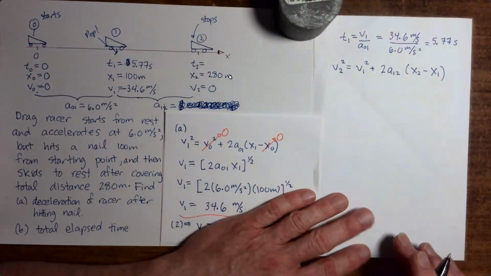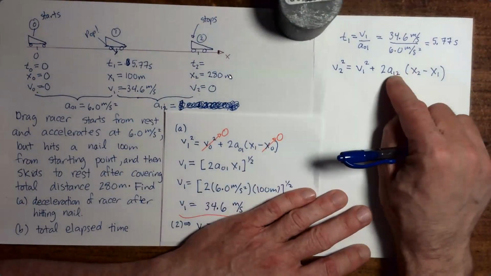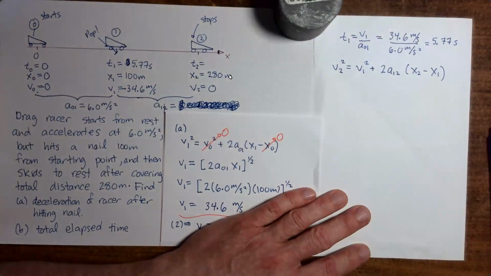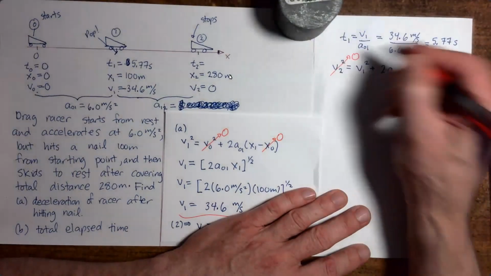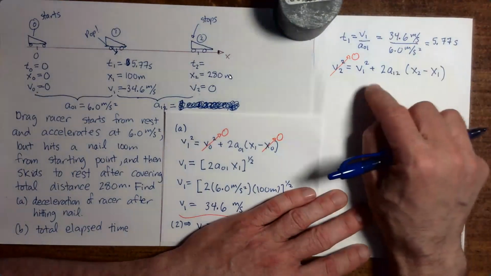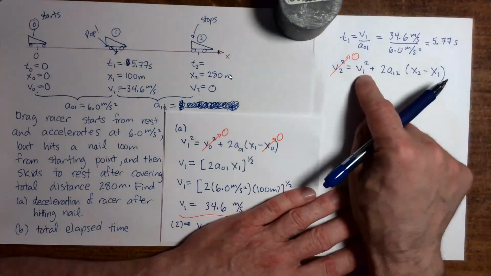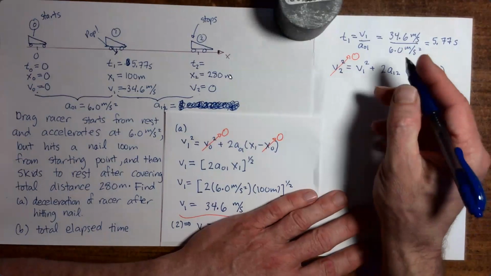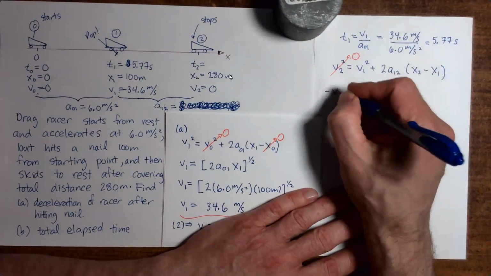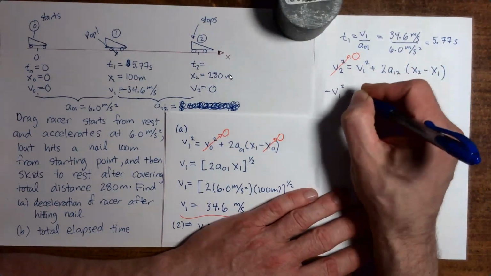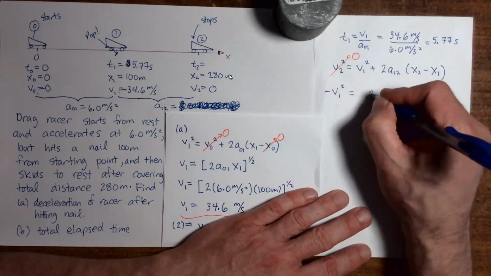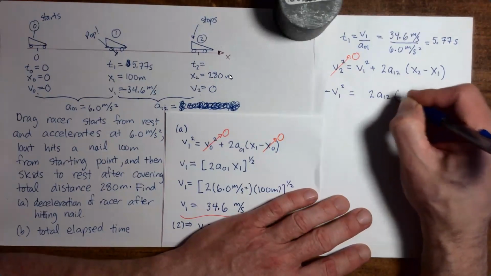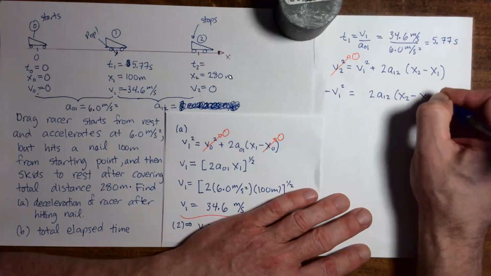All right, you can see that everything is known except for A12. V2 is 0. Nothing else is 0, so we just have to do our algebra. Let me take the V1 squared and move it to the left where it picks up a minus sign. So I have minus V1 squared equals 2A12 times x2 minus x1.